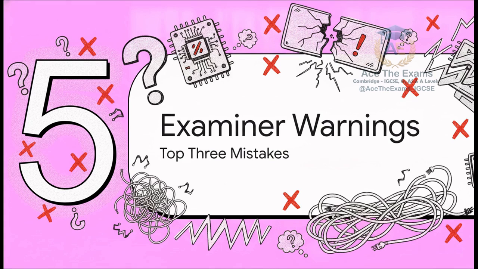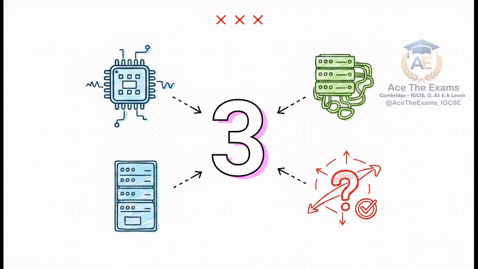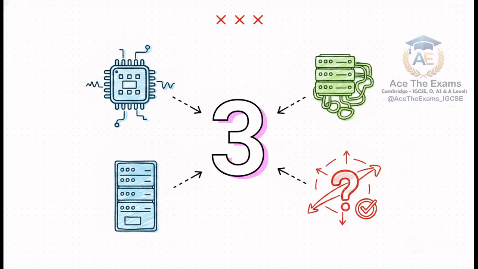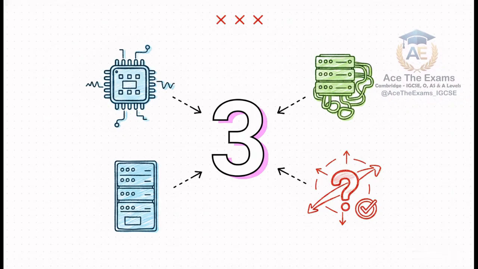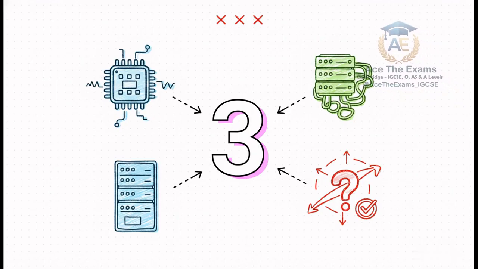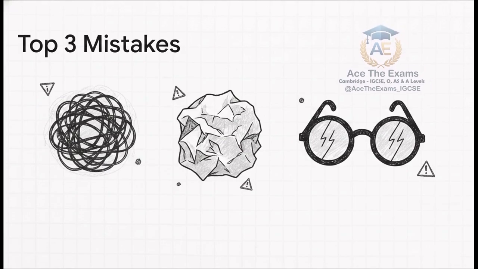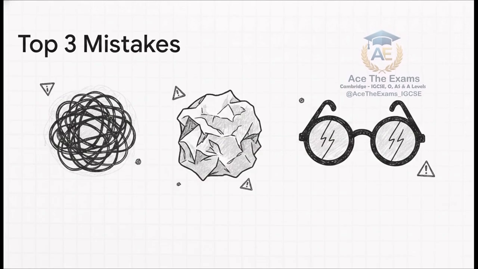Finally, let's look at Section 5, Top 3 Examiner Warnings. There are 3 massive, recurring mistakes that consistently rob students of marks when discussing supercomputer fault tolerance and processors. Examiners pull their hair out seeing these same errors year after year, and the best part? They are entirely preventable. Let's break them down. Notice how all 3 of these warnings revolve around a total failure to systematically process the provided information.